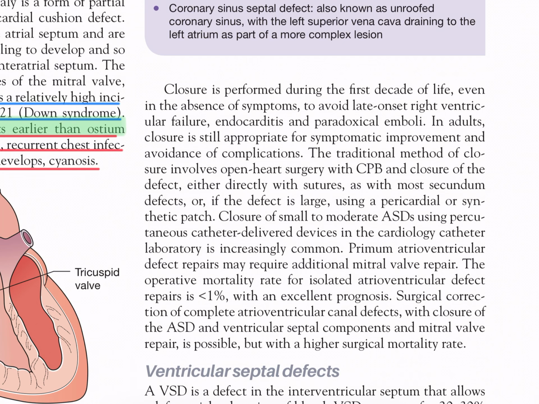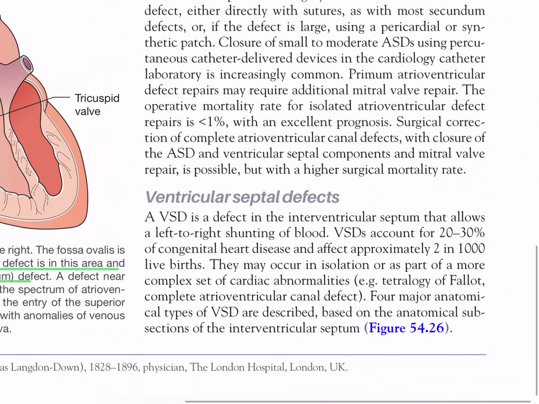Primum atrioventricular defect repairs may require additional mitral valve repair. The operative mortality rate for isolated atrioventricular defect repair is less than 1% with an excellent prognosis. Surgical correction of complete atrioventricular canal defects with closure of the ASD and ventricular septal components and mitral valve repair is possible, but with a higher surgical mortality.